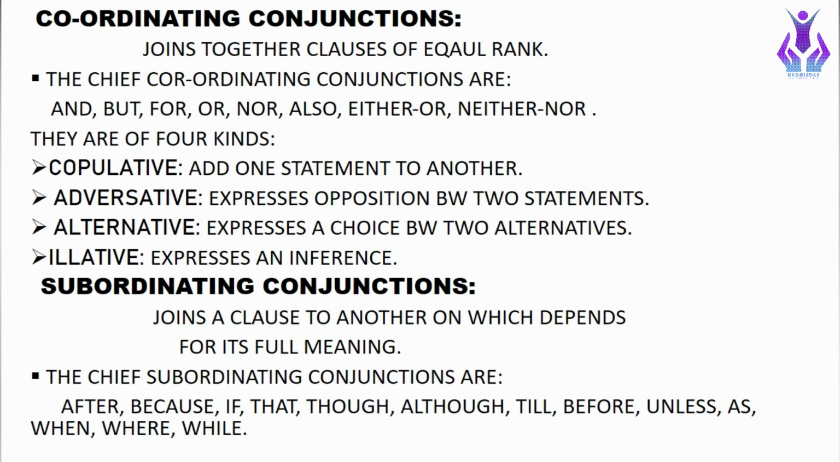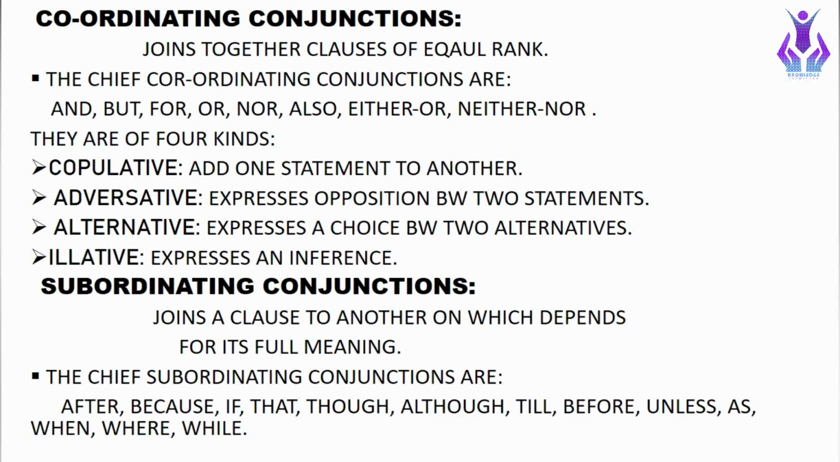The next one is alternative. Alternative conjunctions are those which express a choice between two alternatives. For example, she must weep or she will die. Either he is mad or he feigns madness. So there are more examples. The last coordinating conjunction type is illative conjunction, which expresses an inference, such as: something certainly fell in, for I heard a splash. So those which express an inference are called illative.